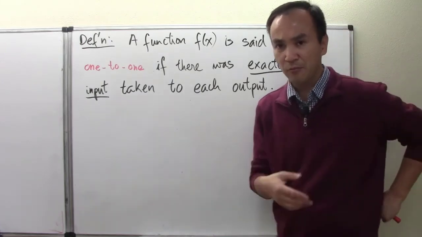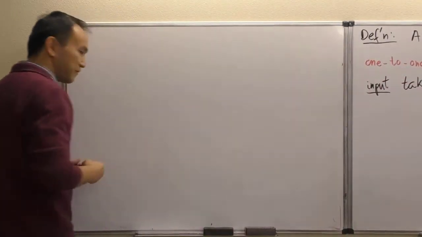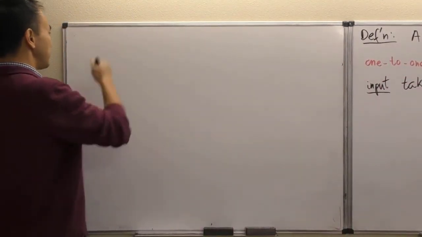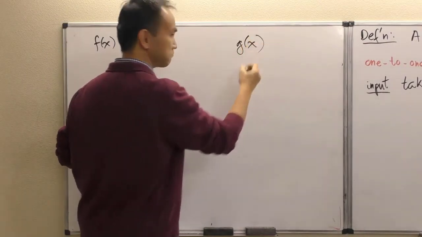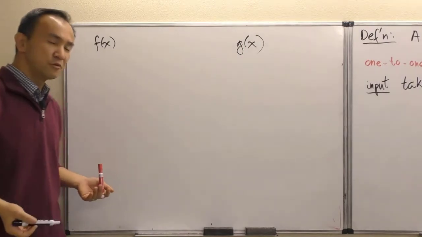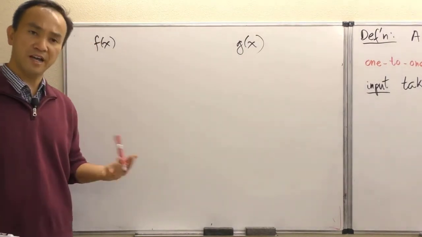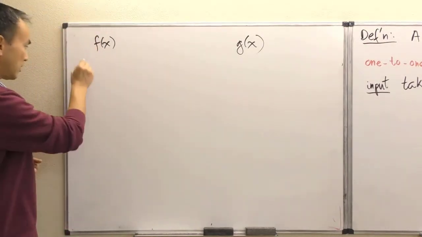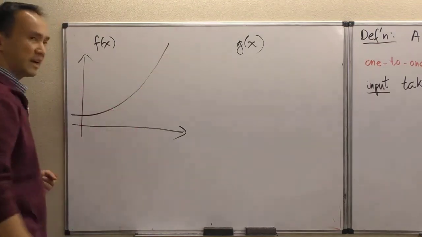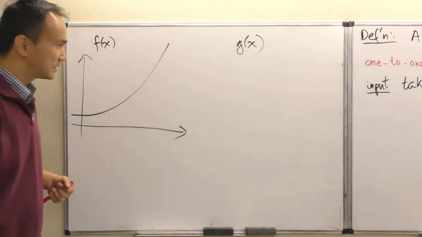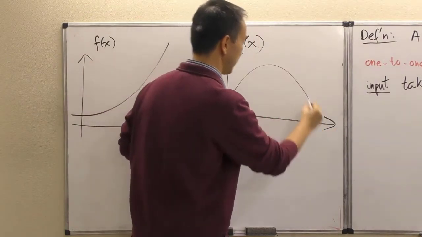So what happens if we are given a graph? There's a function f of x here and a function g of x. This time, instead of providing a table representation of these functions, I'm going to provide a graphical representation. So f of x is represented by a graph like this, and g of x is represented by a graph like this.